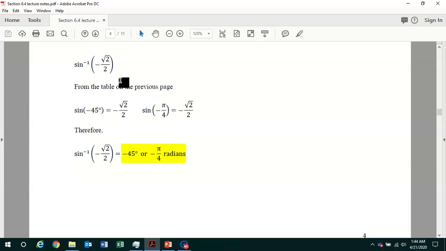And lastly, what's the inverse sine of the number minus square root of 2 over 2? Well, from the table on the previous page, we know the sine of minus 45 degrees is equal to minus square root of 2 over 2, and minus 45 degrees and minus pi over 4 radians are the same angle. The sine of minus pi over 4 radians is also equal to minus square root of 2 over 2. So consequently, the inverse sine of minus square root of 2 over 2 is equal to the angle minus 45 degrees, which is the same as minus pi over 4 radians.